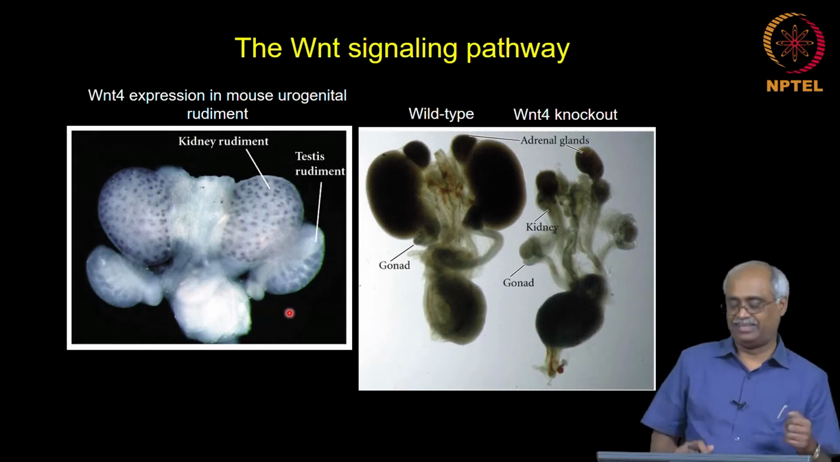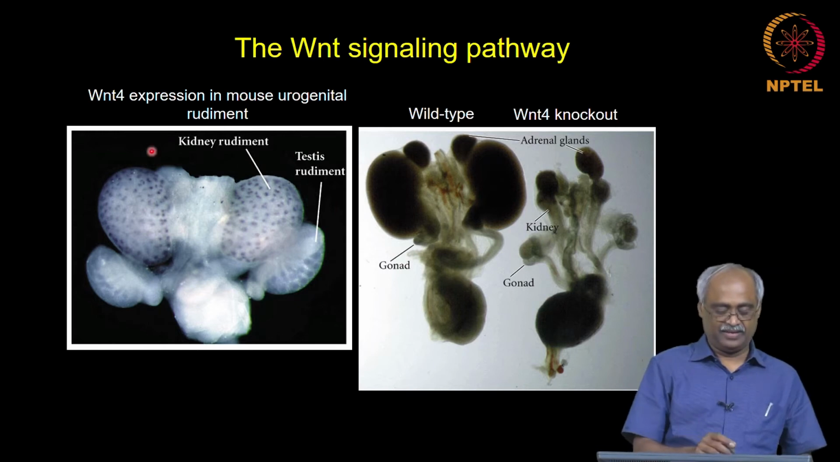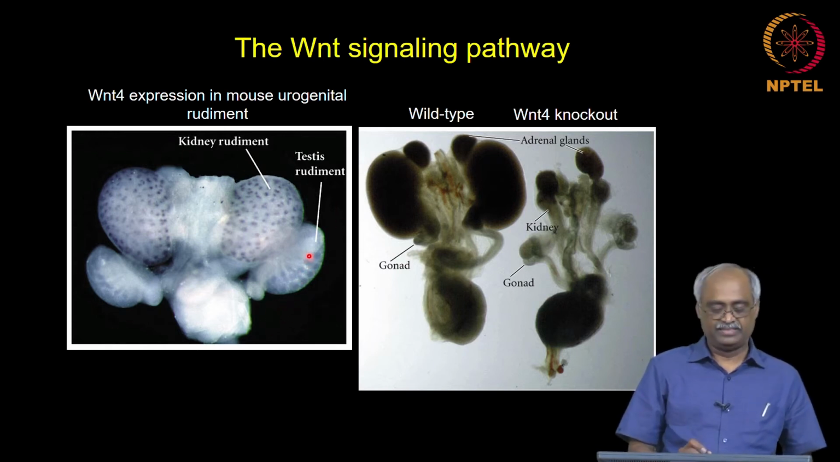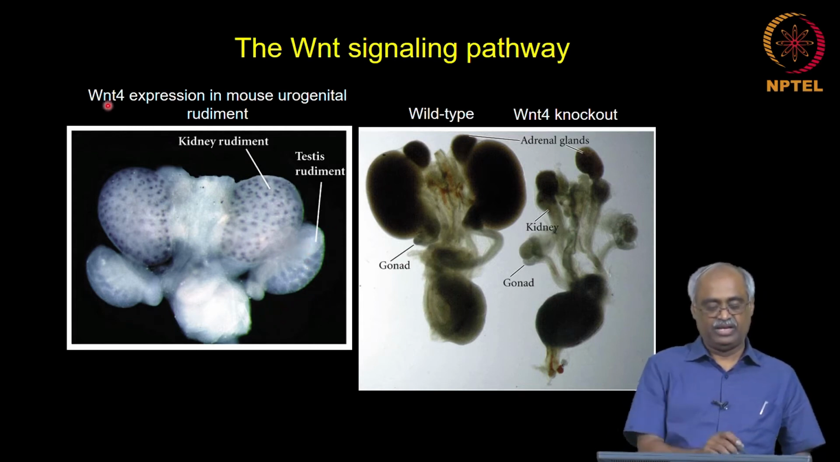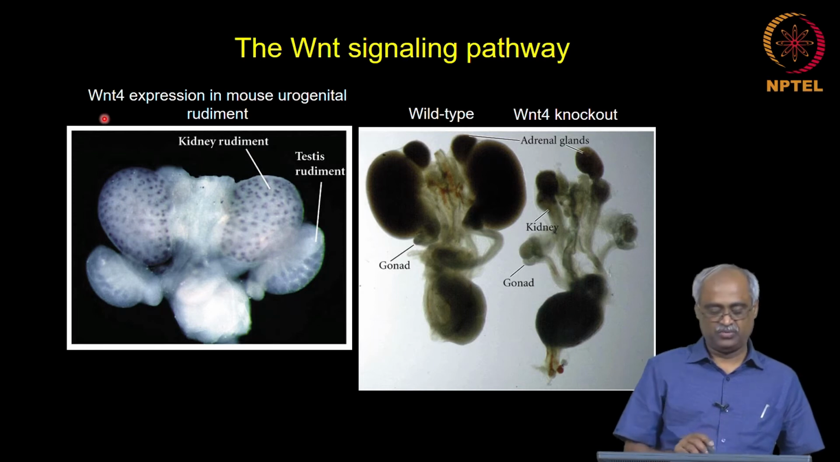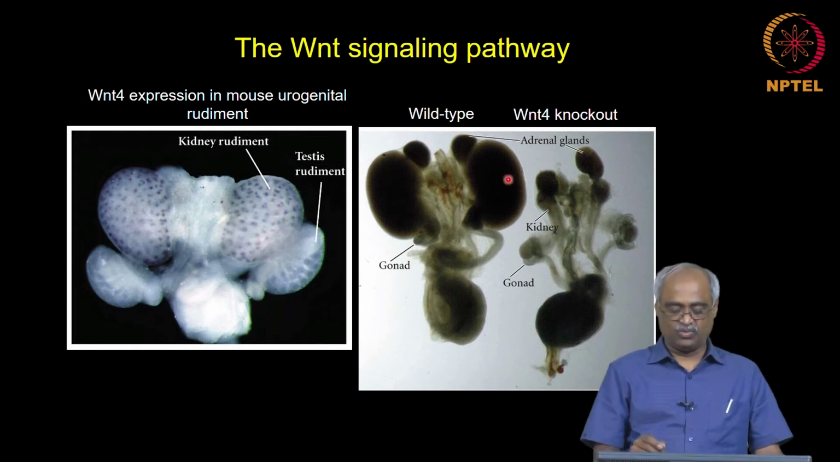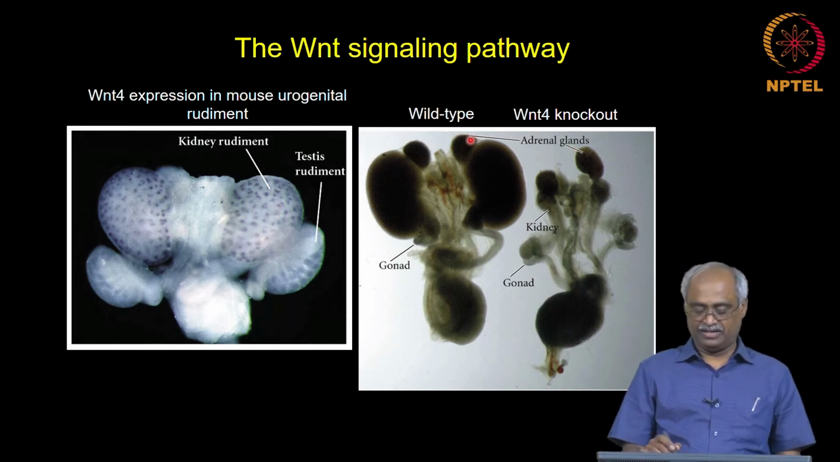Before that, again like that cyclops, because this will catch your attention. This is an embryonic kidney and testis part stained by in situ hybridization for Wnt4 RNA, and this purple color is the expression pattern. It is expressed strongly in the kidney rudiment. If you do a knockout of Wnt4, these are the wild type age-matched, same magnification kidneys, adrenal gland on the top, gonad at the bottom, and so on.